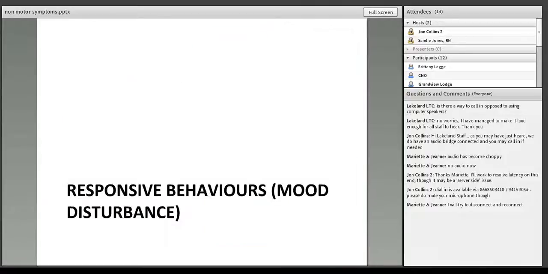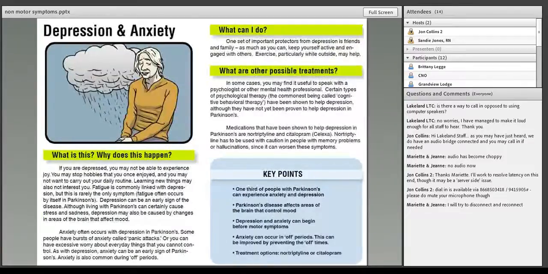On we go. Now we're going to deal with the issues of depression and anxiety. So the prevalence of depression is very high in people with Parkinson's. Some literature says anywhere from 20 to 50%. Other research that's being done shows over 50% of people with Parkinson's do experience depression at some point in their journey.